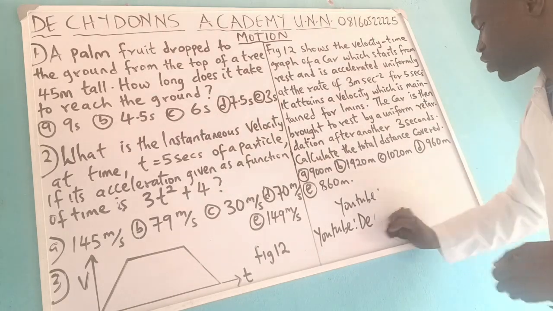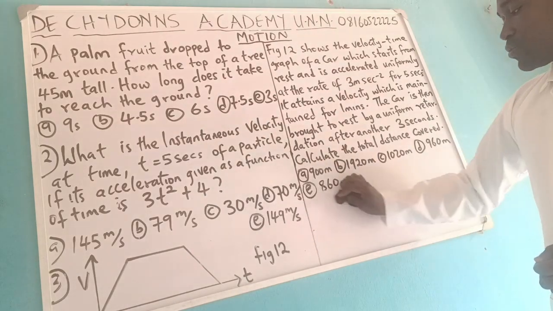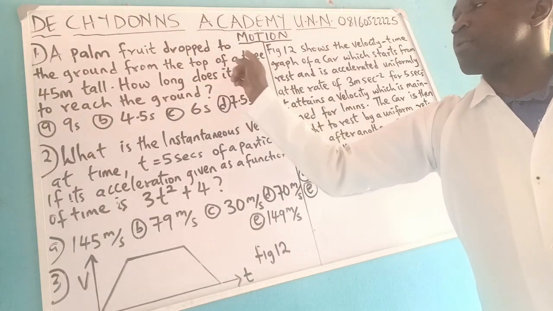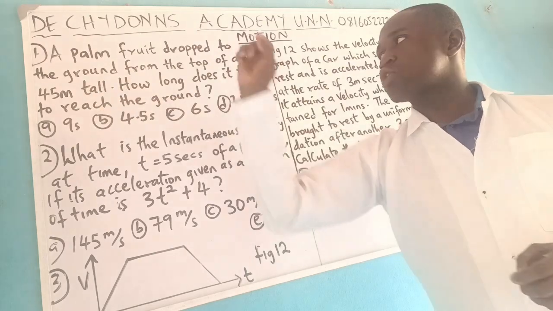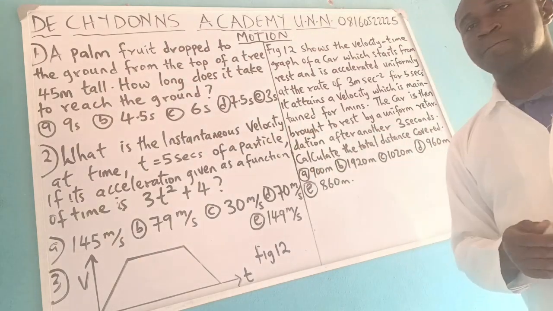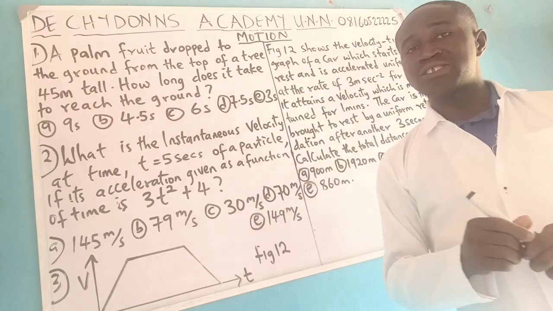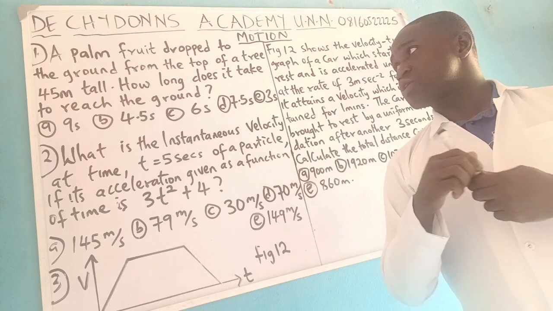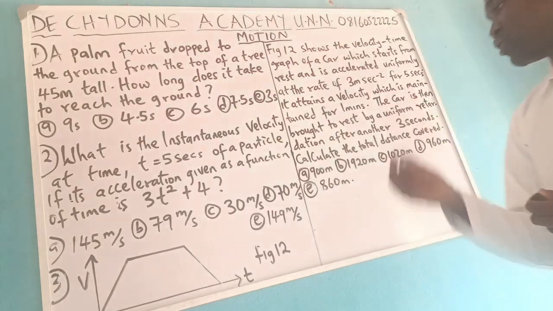In the first question, it says a palm fruit dropped to the ground from the top of a tree 45 meters tall. How long does it take to reach the ground? And you see the options. If you want to solve this, please remember the laws of motion. This is very easy. Once you remember the laws of motion, you are done.